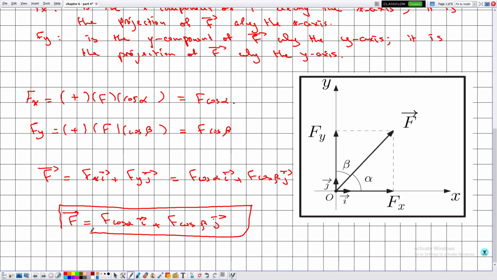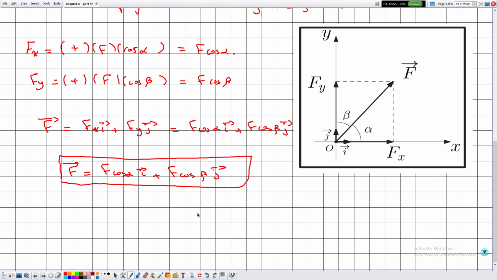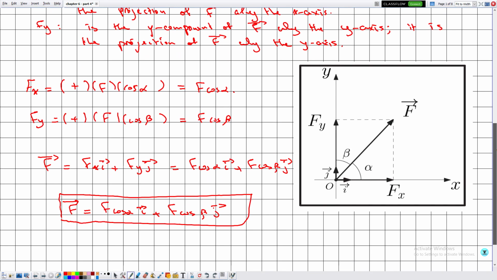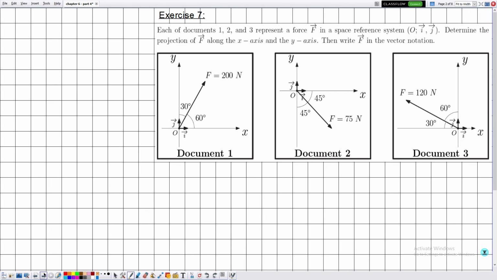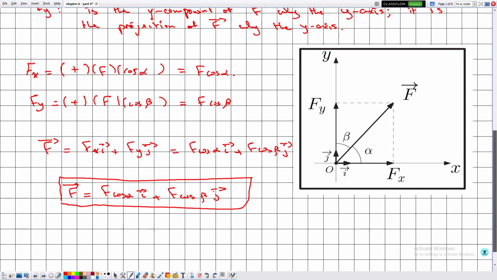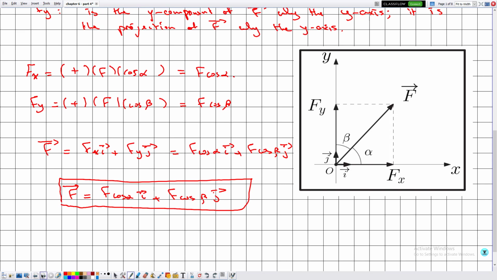Okay, so this is it for the vector projection. Now let's solve some exercises as a direct application. This example involves no numerical value.